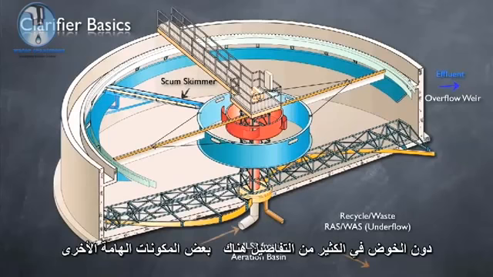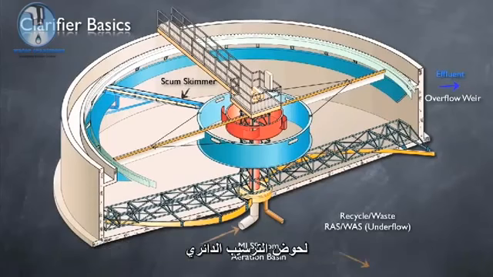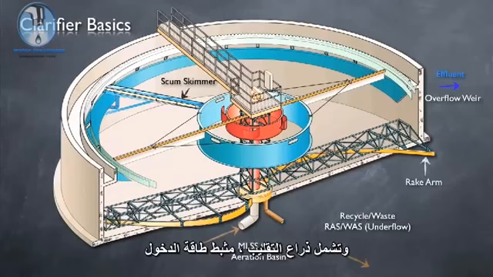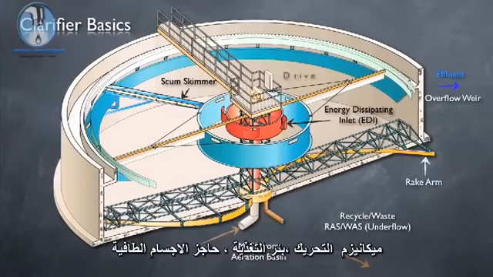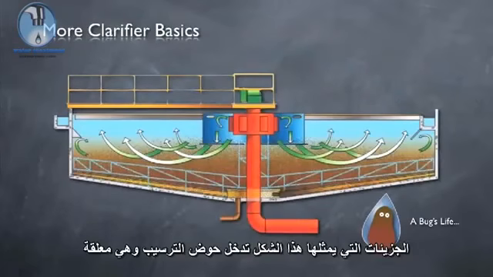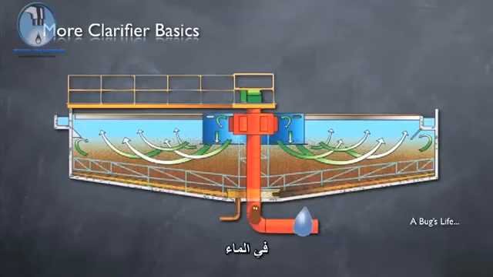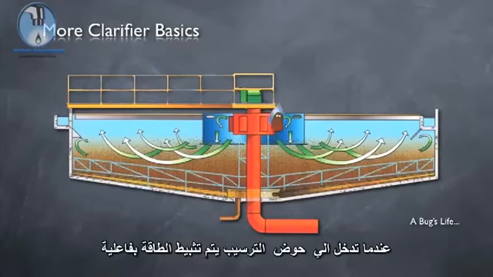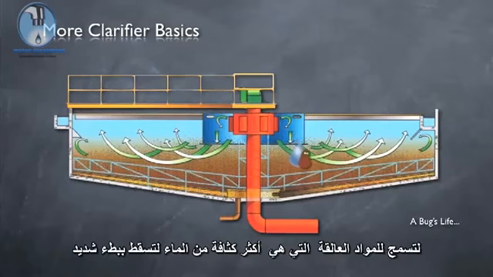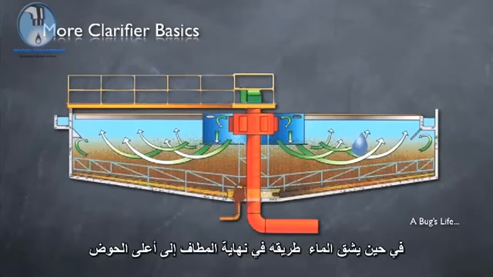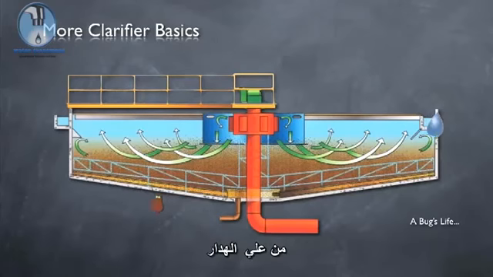Without going into too much detail, some other important components of a circular clarifier include the rake arms, an energy dissipating inlet, the drive mechanism, a feed well, and a density current baffle. To review, particles, represented by our bug here, enter the clarifier suspended in the water. As they enter the clarifier, energy is effectively dissipated, allowing the bug, which is more dense than water, to slowly sink, while the water eventually makes its way to the top of the tank and over the weir.